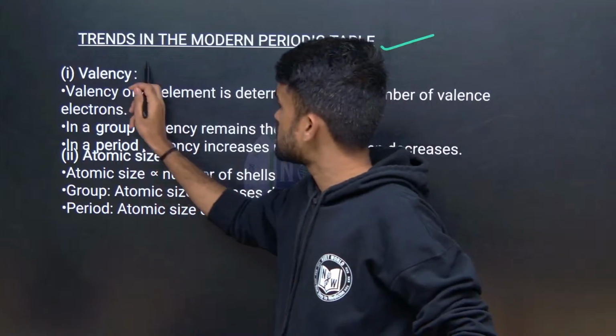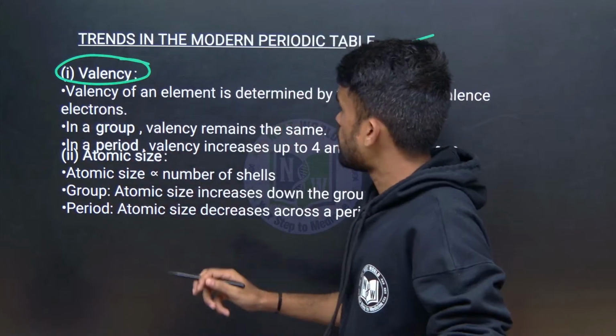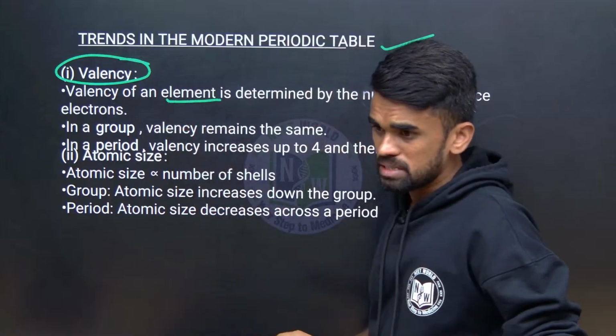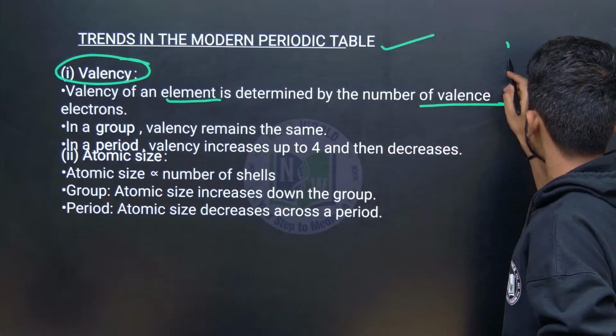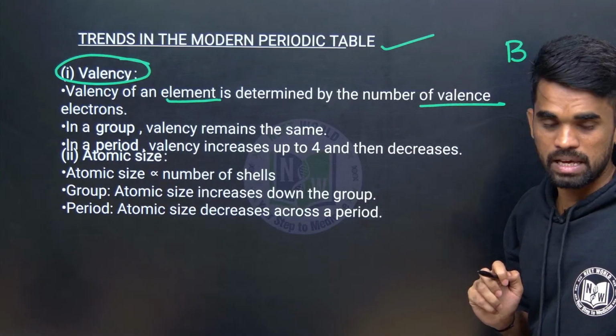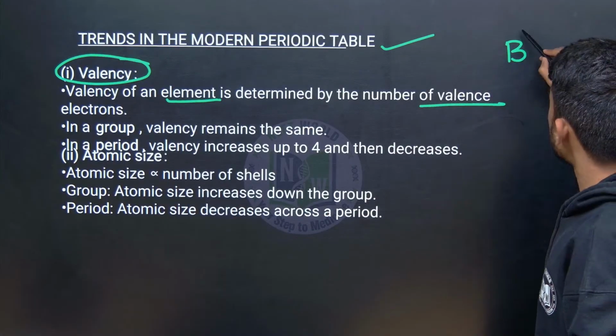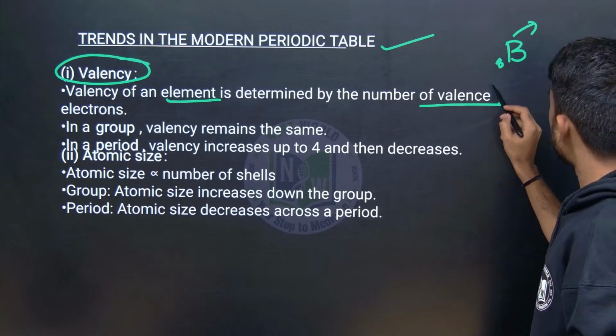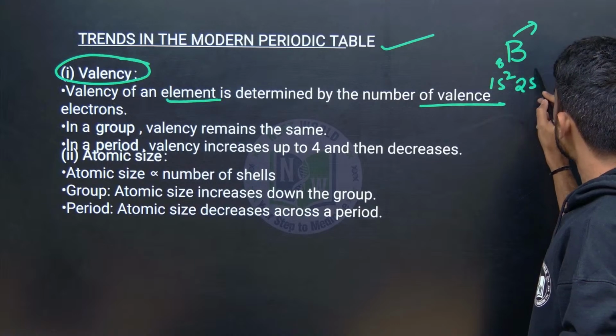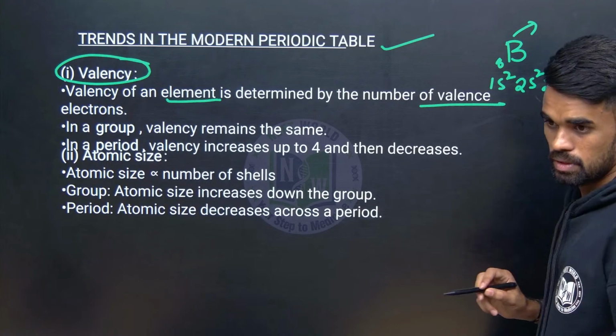What do we mean by valency? Valency is given by the number of electrons given by a particular element. For example, 13th group elements are there, the boron family elements. What is its electronic configuration? Boron's atomic number is 5, so you can write 1s2, 2s2, 2p1, right?